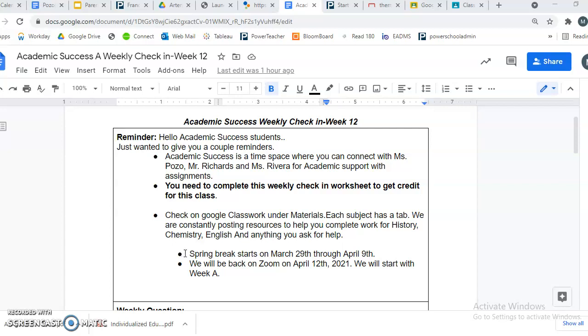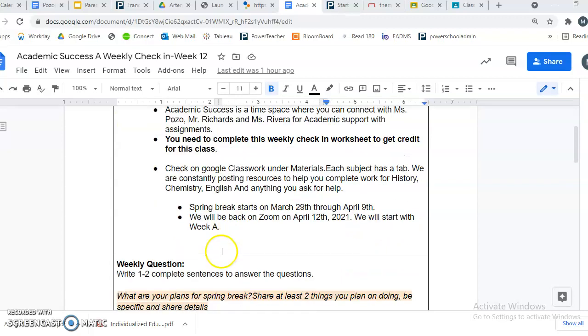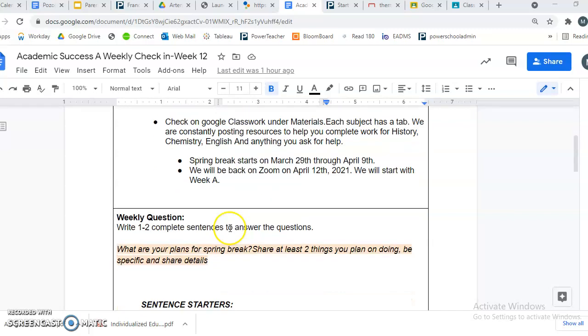The date is March 29th through April 9th. So we will be back on Zoom on April 12th. We will start with week 8. So have a restful 2 weeks of break.